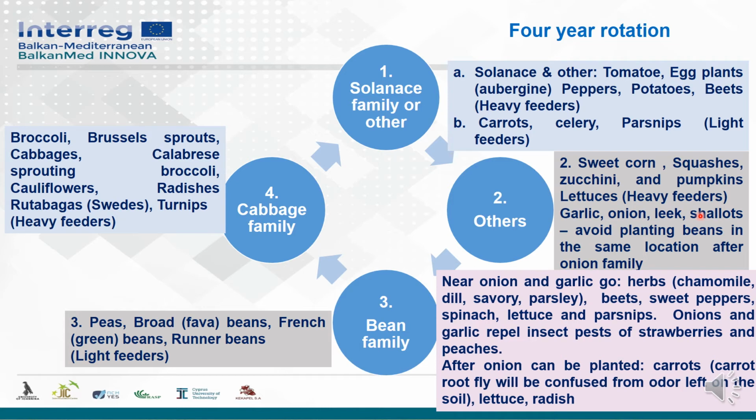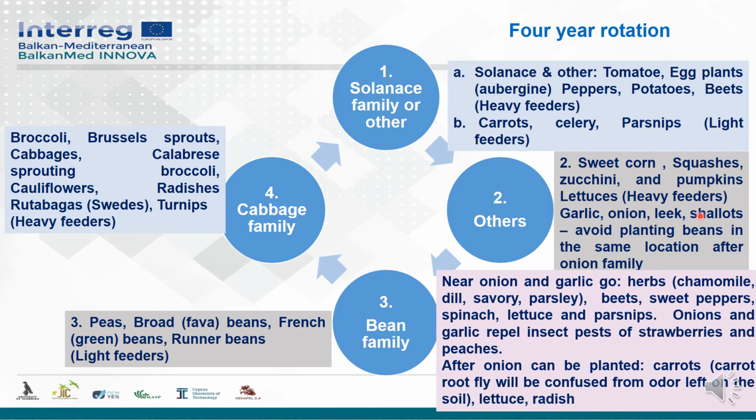use them as intercrops. After onion can be planted carrots, because the carrot root fly would be confused by the smell left in the soil. The other plant that can come after the onion family is lettuce and other radish plants. In the third group of the plants, we have peas, broad fava beans, French green beans, runner beans, which are legumes and are light feeders.